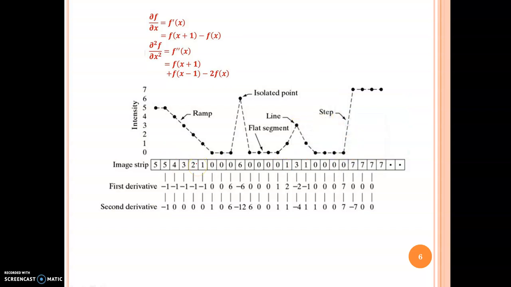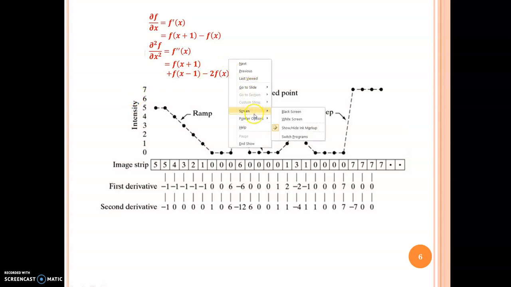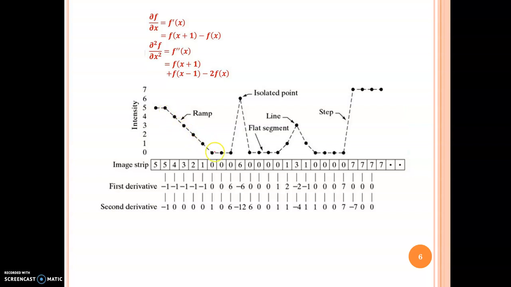Now see how this first order and the second order derivative can be used to detect the point, line and edges. So you just compare this figure, just go through this figure. So you can see here I am having a ramp. When you take the first order derivative, you can see at the onset of the ramp and along the ramp you are having a non-zero value.